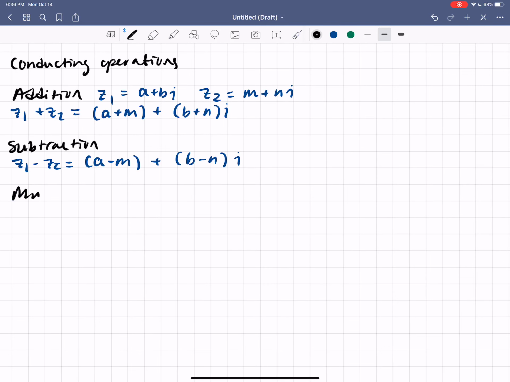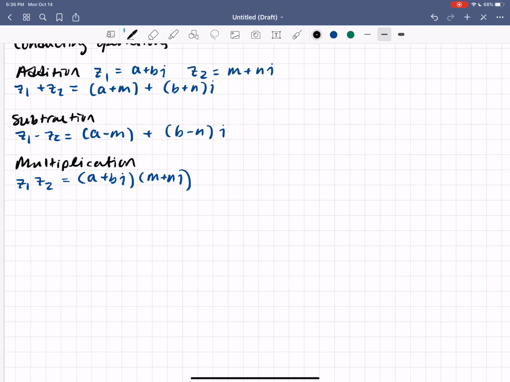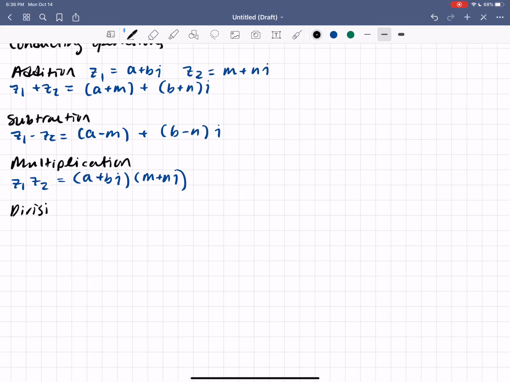With multiplication, what you're going to want to do is essentially just multiply them out. There's no real trick to this one. You're just kind of going to go with the flow. And then finally you have your division. This one is a bit different. So you'll have z1 over z2, which is equal to a plus bi over m plus ni.